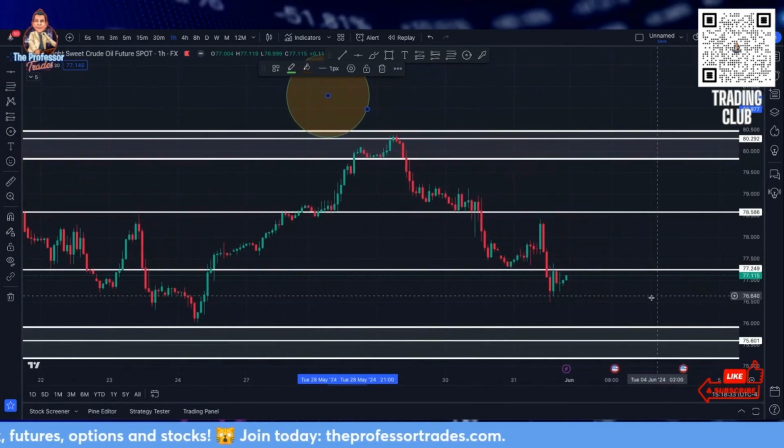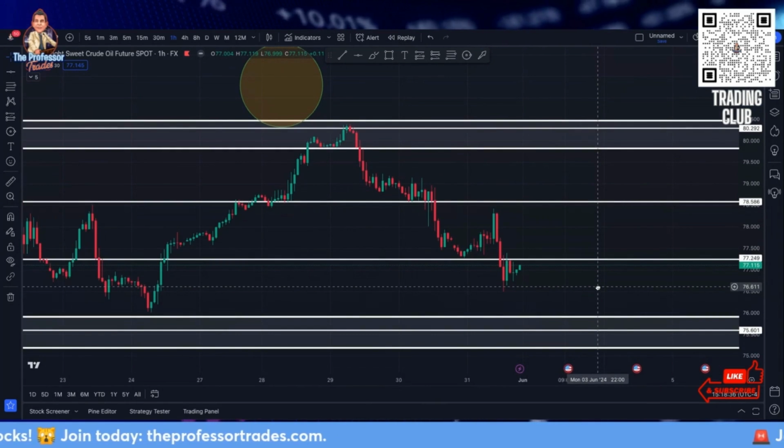And when we look for our reversals, we obviously are using Fibonacci. We're using our SAR method.